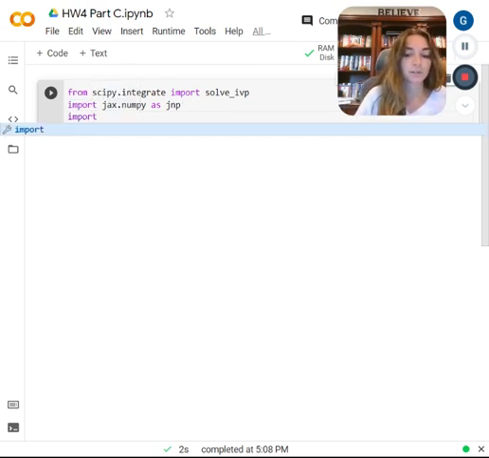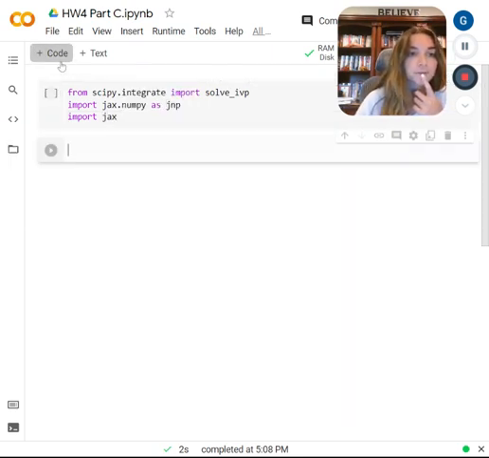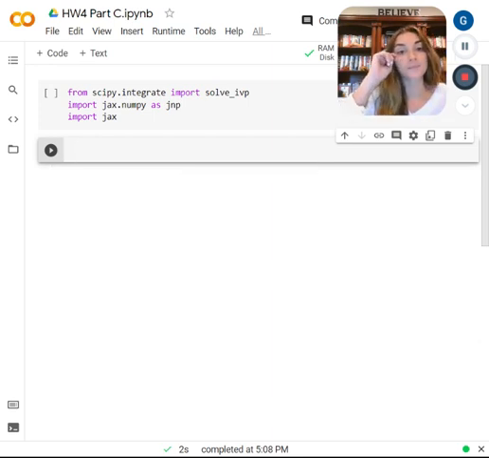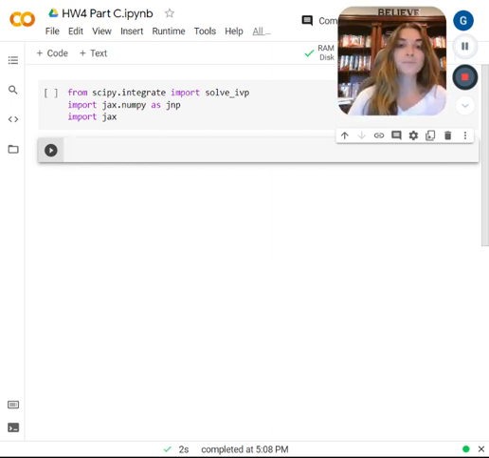And then we want to import JAX because we will also be using a switch function to account for some sign changes in our expressions, and import JAX will allow us to do so. Next, we want to define some of our initial conditions that we were given in our problem. So I'm going to go ahead, T end is going to be 2000.